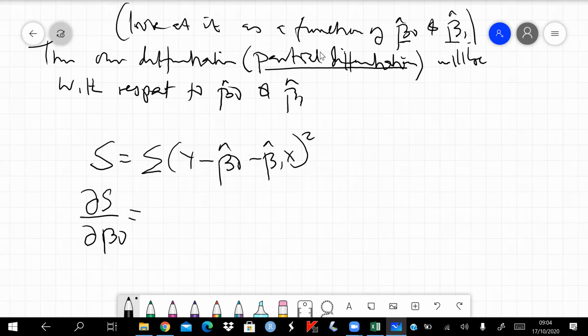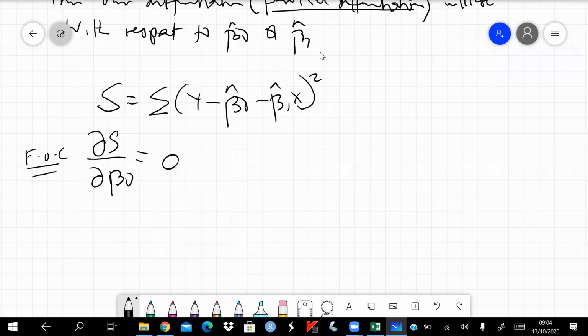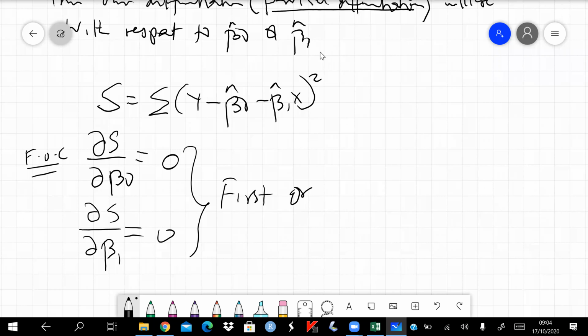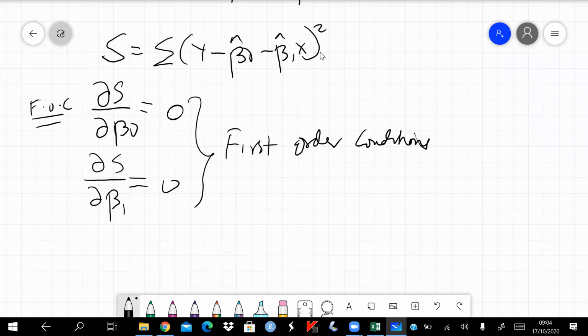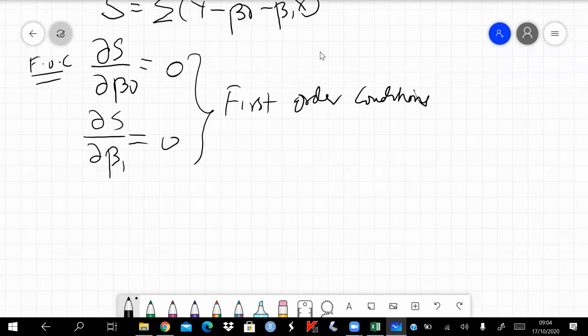So this is a first order condition now. You equate whatever you get to 0. And then you also do a partial derivative of S with respect to beta 1, and then you equate to 0. So this is what amounts to first order conditions. And we say that if you perform the partial derivatives very well, the result of this process, the result of the first order conditions, is what you call the normal equations.